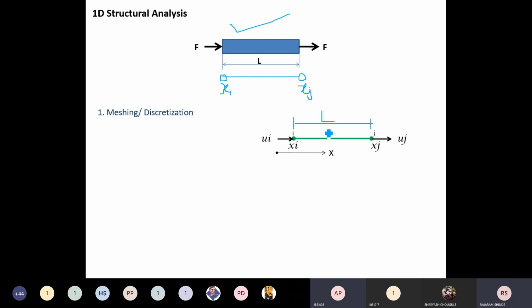Here, the force is the application of boundary condition. That will come in that step. It will not come in the discretization.